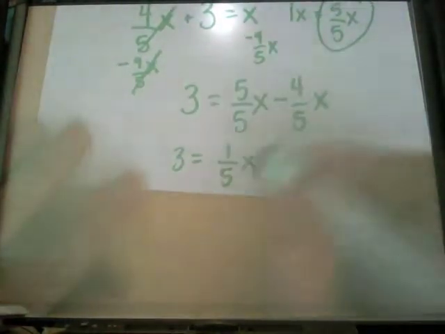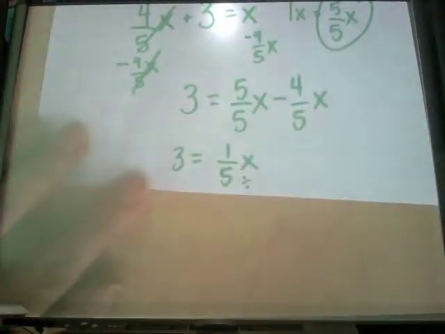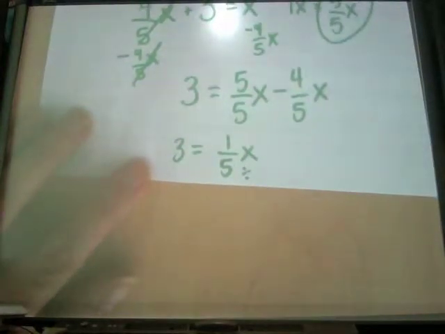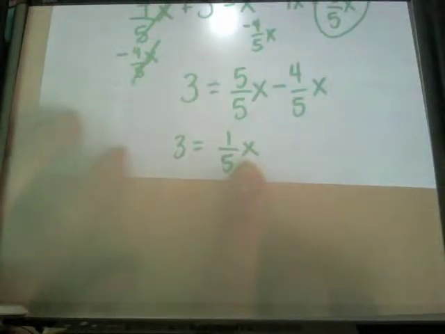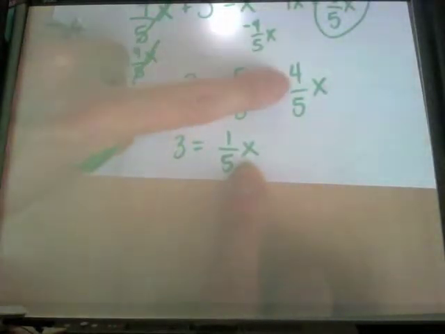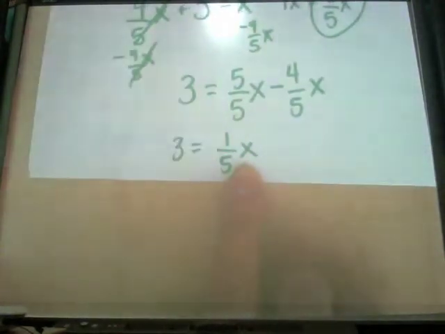CJ? Can't 1/5 be called x? I don't understand the question. We had 5/5 minus 4/5 x, which makes 1/5 x is left. Oh, yeah, never mind. Okay, I didn't understand your question, so if you think of another one, let me know.